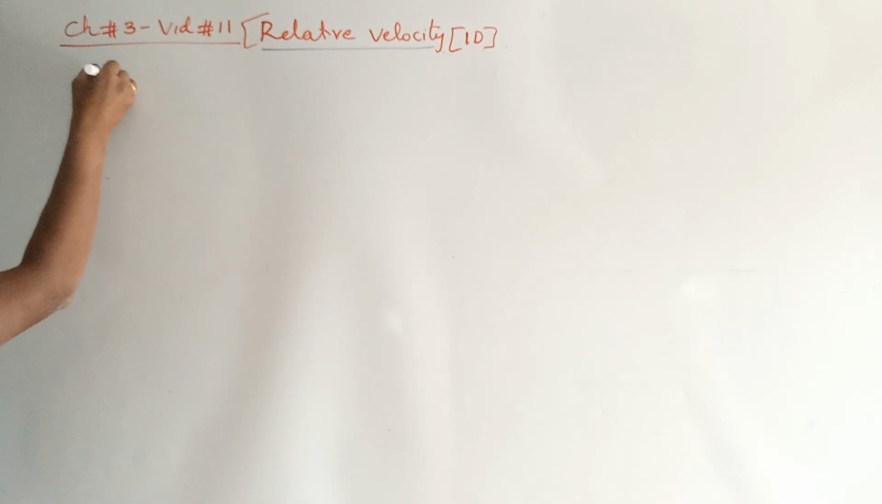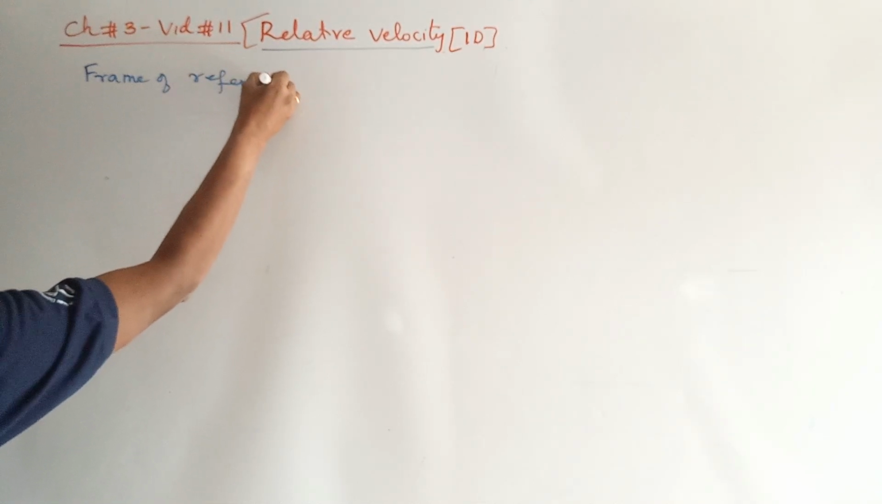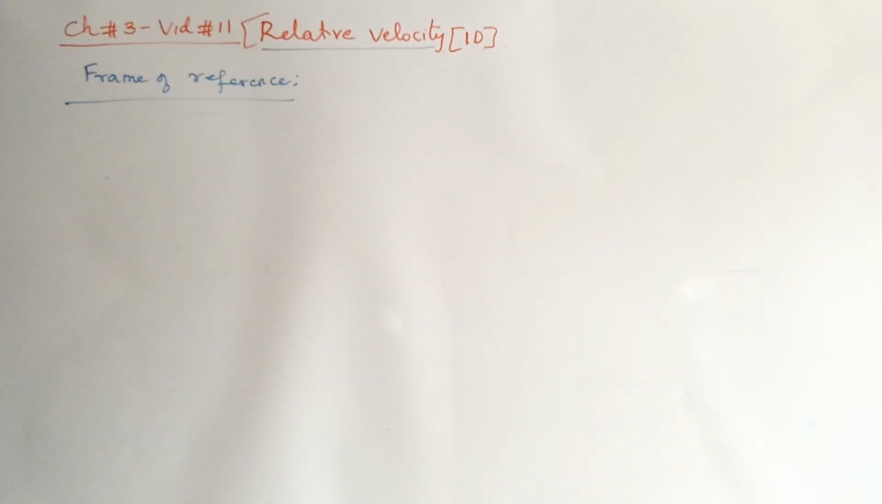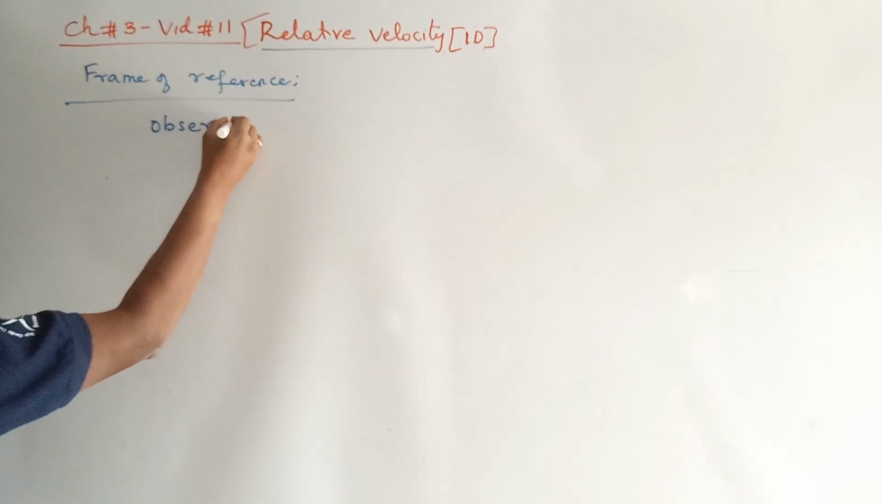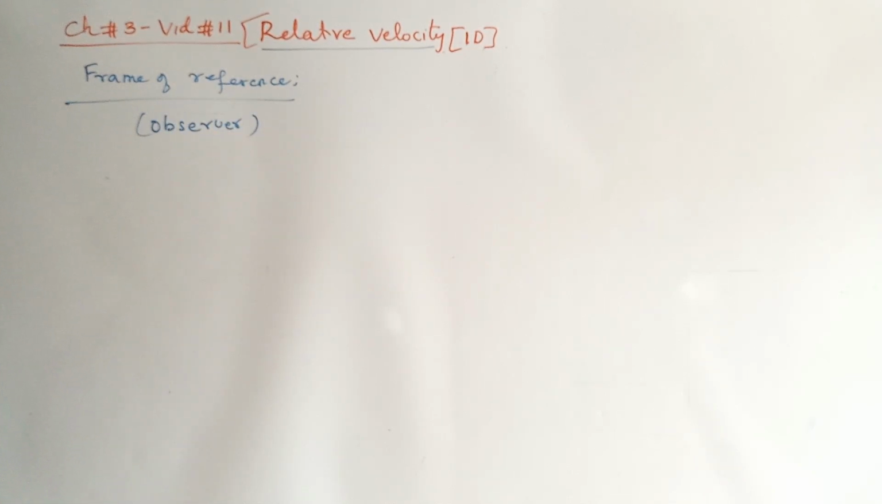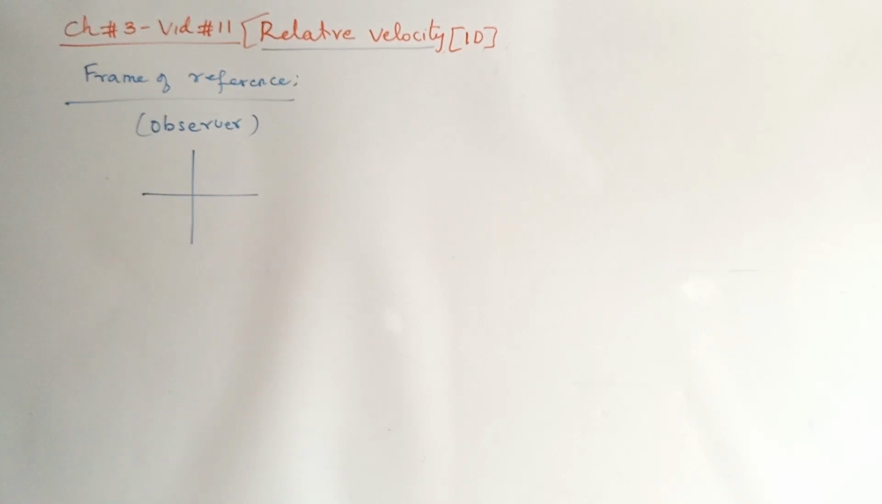To understand this concept of relative velocity, first of all, you should have knowledge of frame of reference. Because a frame of reference is usually where the observer is present. You are observing something. Some event is taking place, like the motion of an object. To observe that, you are the observer here. And where the observer is present, there we imagine the coordinate axis.